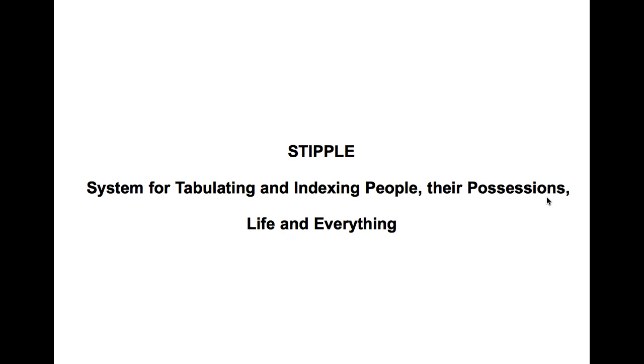STIPPLE, System for Tabulating and Indexing People, Their Possessions, Life and Everything, is an advanced computer system that was designed to record history of any sort, create catalogues raisonné and union catalogues of any type of object, record biography, geography, bibliography, and so much more in one totally integrated database. STIPPLE can handle vast quantities of data, known as big data in the computer industry, and allows for collaborative updating of the database by very large numbers of concurrent users.